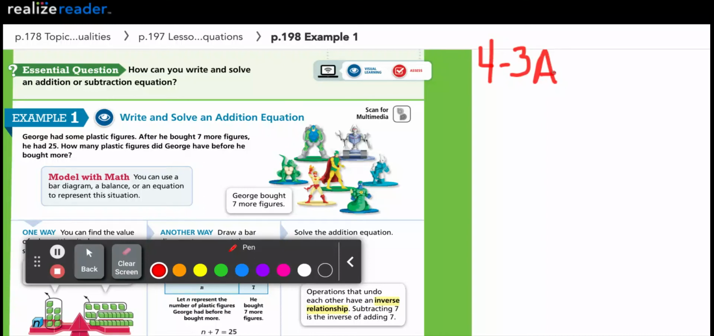This is lesson 4.3a. We are going to be writing and solving addition and subtraction equations. So let's start by opening up your math notebook to the next clean page. Write 4.3a on the top. And we're going to start by reading example 1.